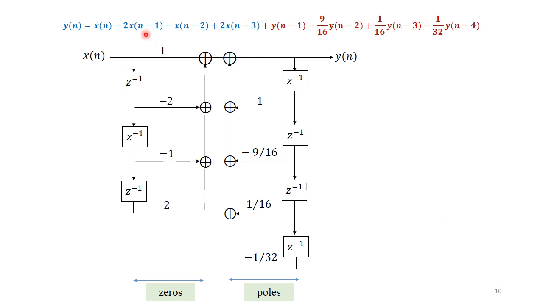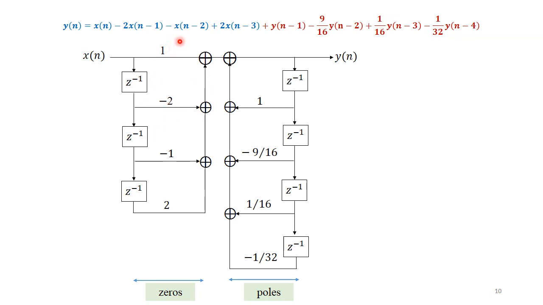Now let us go through this one. So this is what we have obtained. So first term x of n is there, so a straight line we are going to have. Coefficient of x of n is 1, therefore 1 is represented here. Then x of n minus 1, delayed version we have created. This point is x of n minus 1. Coefficient of that is minus 2, so minus 2 added with its previous value.